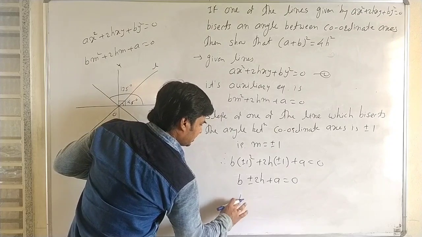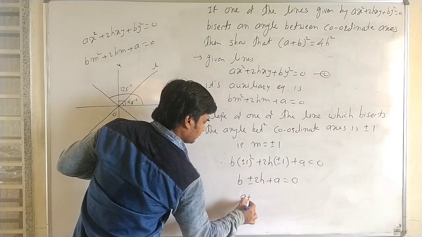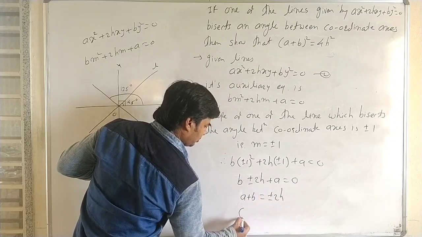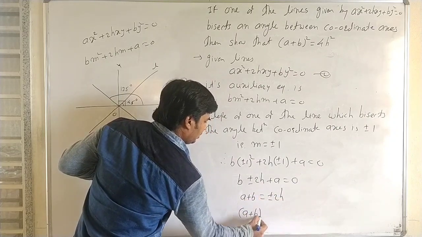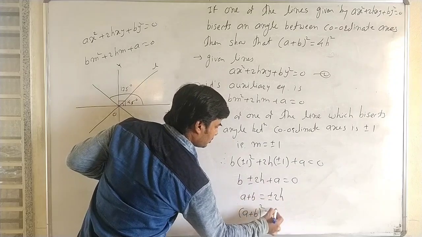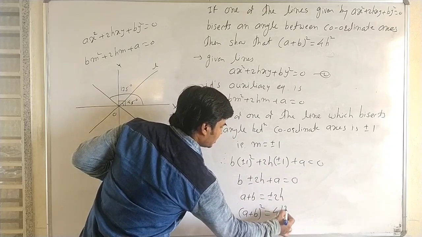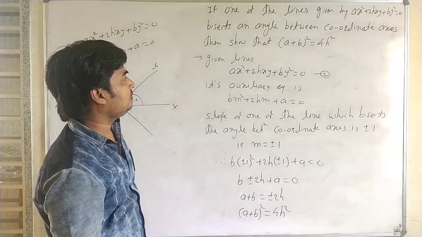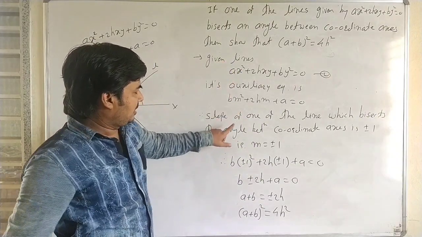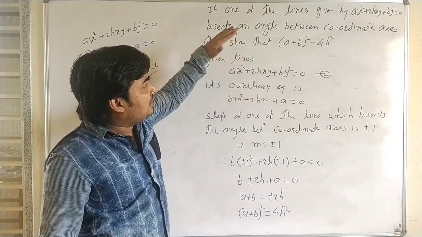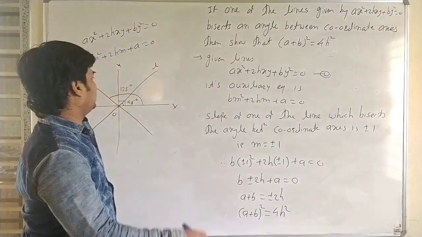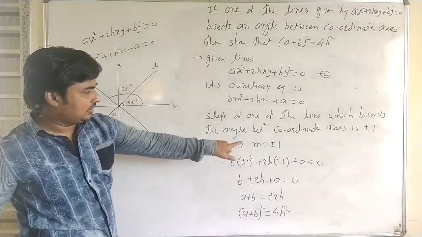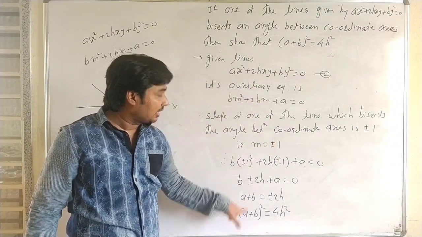Then a plus b is equal to plus or minus 2h. Squaring on both sides, a plus b whole square is equal to (plus or minus 2h) whole square, which is 4h square. Here, when the line bisects the angle between the coordinate axes, its slope is plus 1 or minus 1, that is m is equal to plus or minus 1.